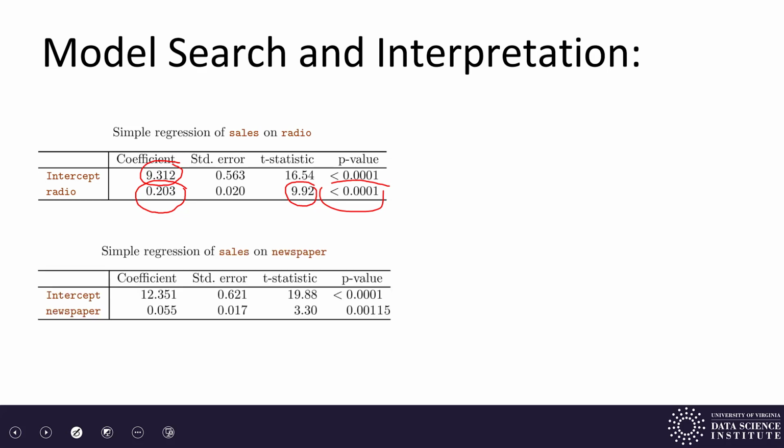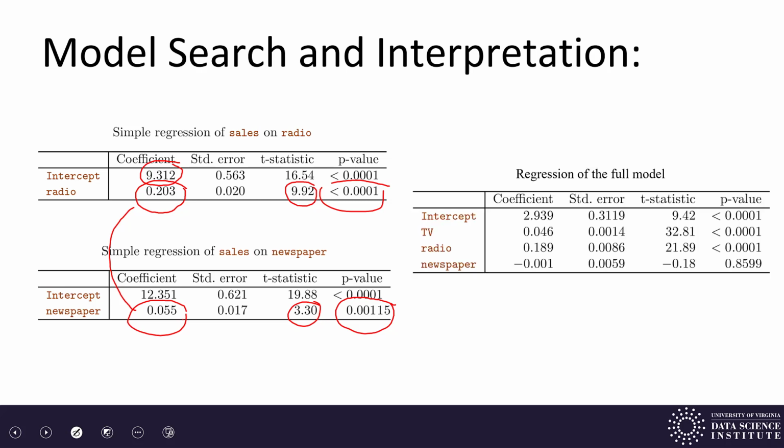When we look at newspaper and sales, the coefficient for newspaper is 0.055. Notice that that is smaller than the radio coefficient. So spending money on newspaper seems to have less of an impact than radio. But the p-value here is still very small, and the t-statistic is 3. That's like 3 standard deviations. That's not trivial. So the newspaper seems to be, when we do linear regression with newspaper only, a significant variable.